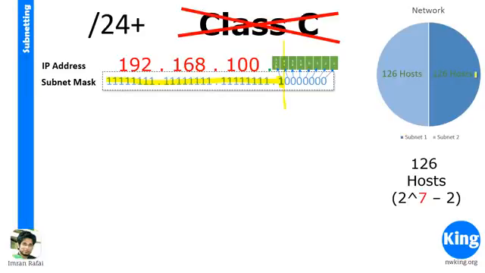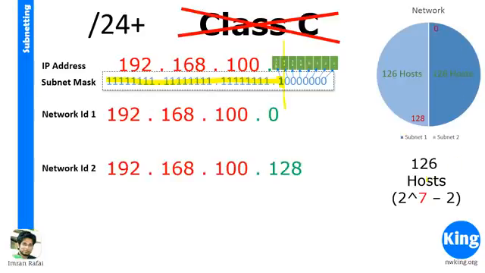So 126 hosts plus one network ID and one broadcast ID, which will be 128. So what do we do? Let's do this. The network ID of the first one is always 192.168.100 and make this part 0. So that is the first network. That's the first subnet, and that's the network ID. To get the second network ID, all you do is add the place value.